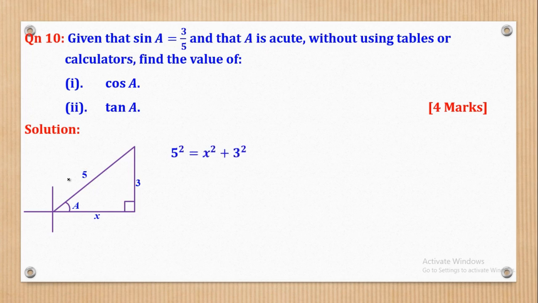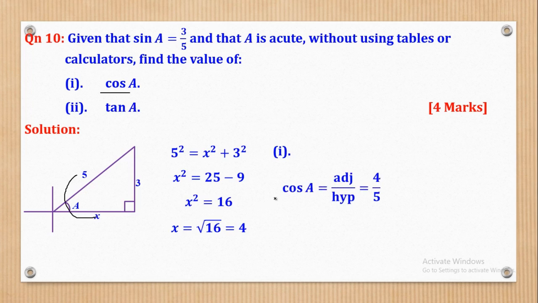So I can use Pythagoras theorem to come up with the value of x, which is 25 minus 9, that is x squared. Therefore, x squared is 16 and x will be 4. Now that I've got x, I'll start getting the values which they want. So cos A, from SOHCAHTOA, is adjacent over hypotenuse, so it will be 4 over 5, because 4 is the adjacent. Then they wanted tan, so tan is opposite over adjacent, which will be 3 over 4.